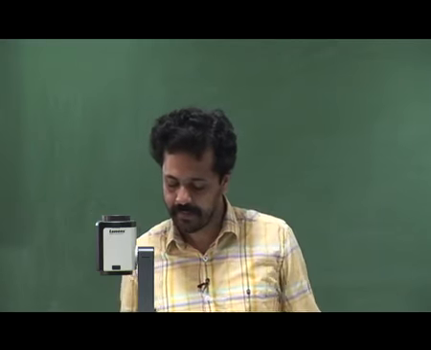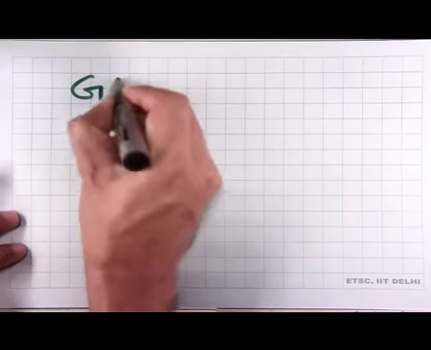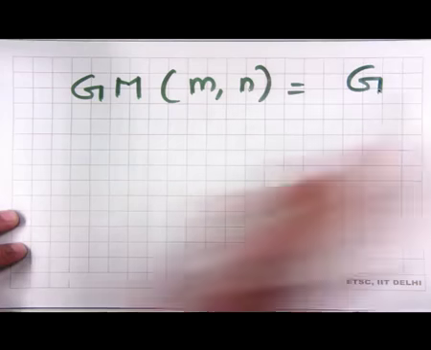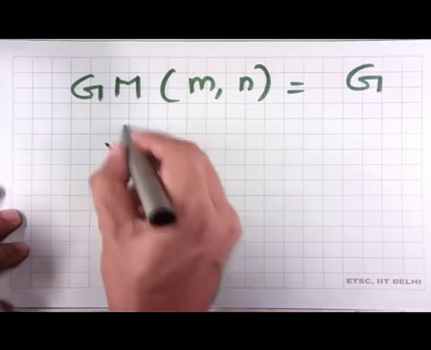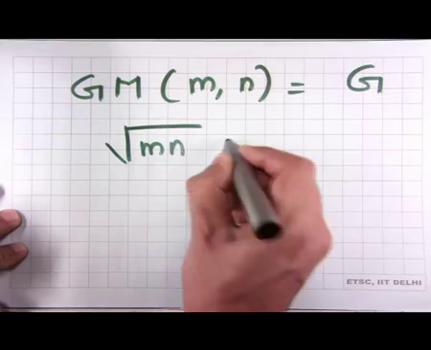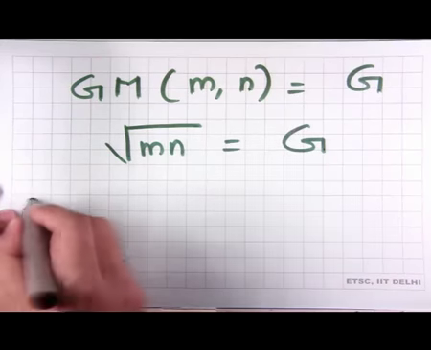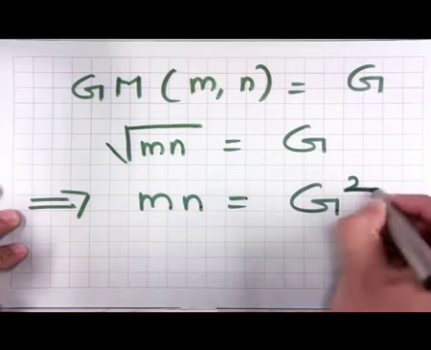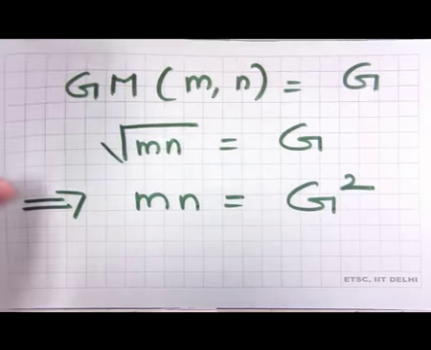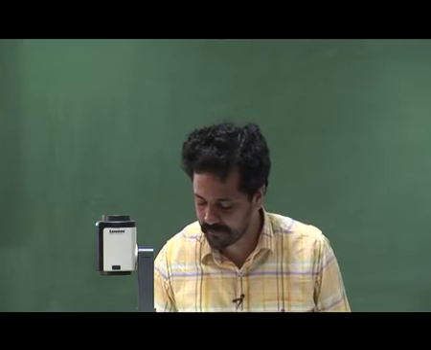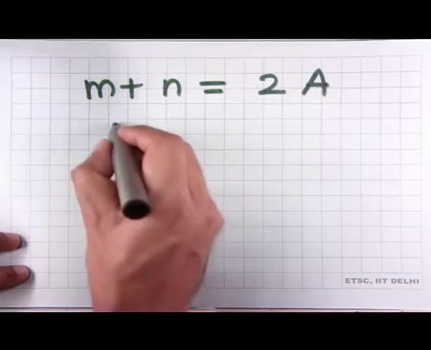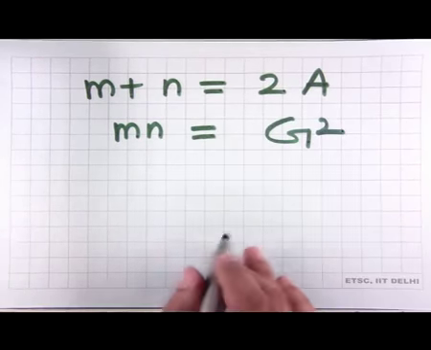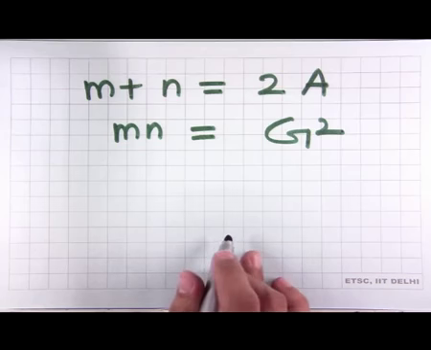Similarly, we are given that geometric mean of m and n is G, that is square root of mn is G, which implies the product mn is equal to G square. Thus, we have m plus n equal to 2A and mn is equal to G square. Let us keep it aside.